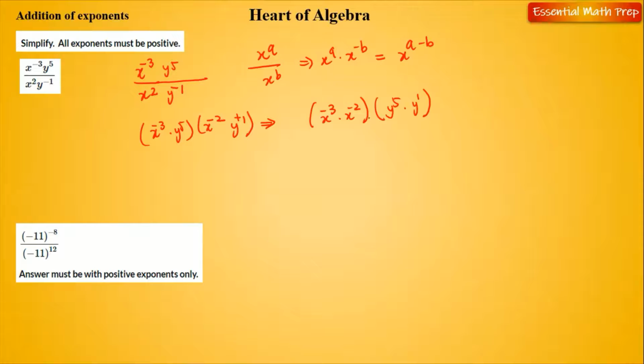Now, again, this is the same as a power m times a power n equals a power m plus n. In other words, this would be x power negative 5 times y power 6. Again, all exponents must be positive. So you can retain the y power 6 in the numerator, and when you take the x power negative 5 to the denominator, it becomes x power 5. And that's it.